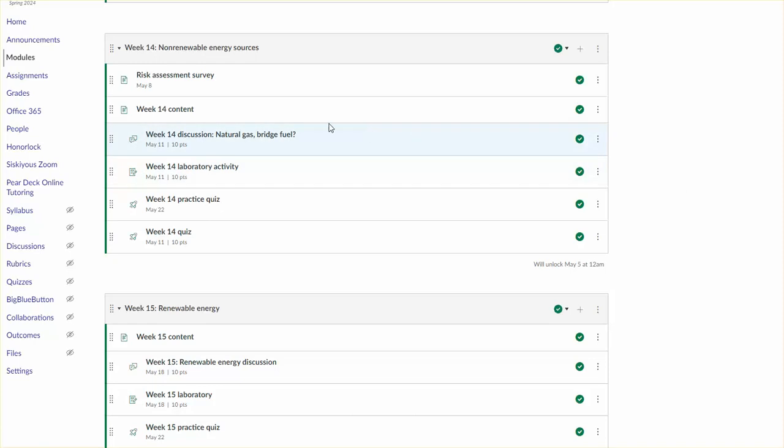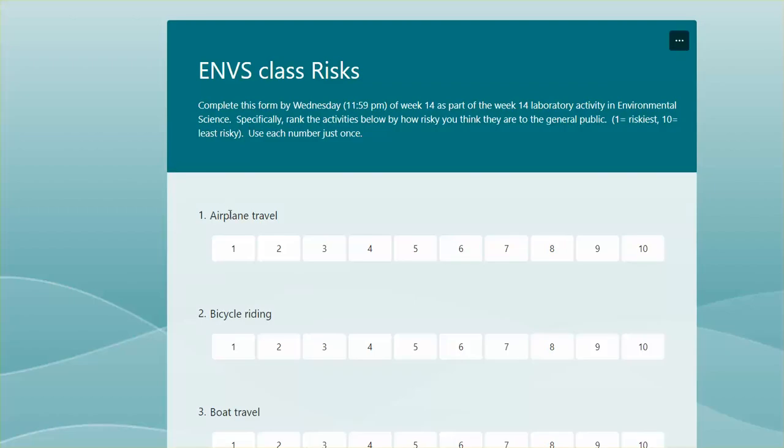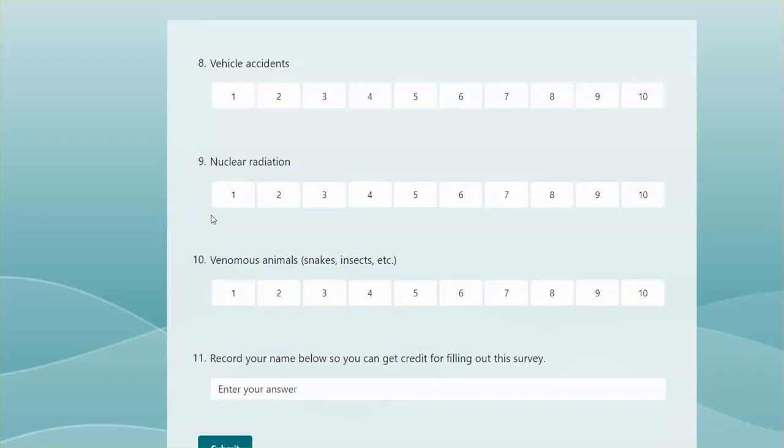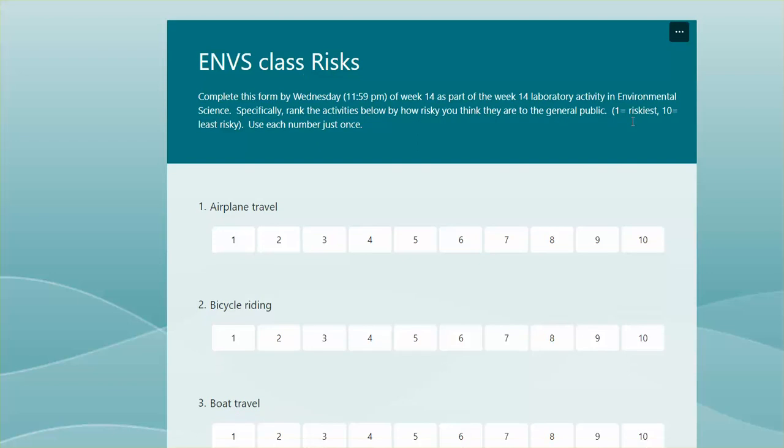This week there's one thing that I want to point out that's a little bit different. There's a risk assessment survey for you to fill out, and that is due by the end of the day on Wednesday. So this is something that I'm asking everyone to do, and basically you're going to look at these 10 activities and you're going to rank them 1 through 10. So 1 would be the riskiest and 10 would be the least risky.